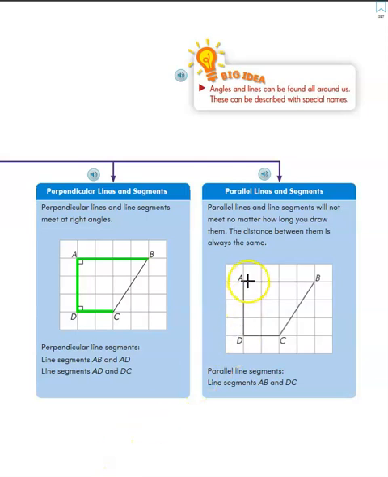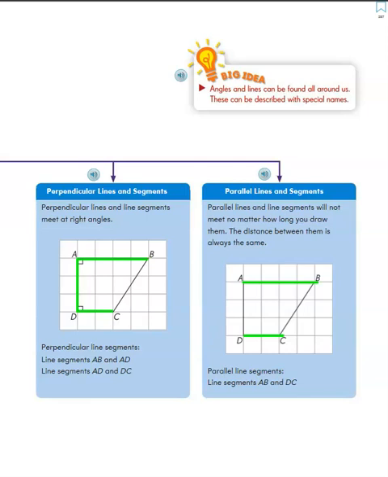So if we look at this shape right here, we can see that line segment AB is parallel to line segment DC. If we were to keep drawing this line segment forever in both directions, and we did the same thing with this one, they would never ever meet because they will always be this exact same distance apart. So those are parallel lines.